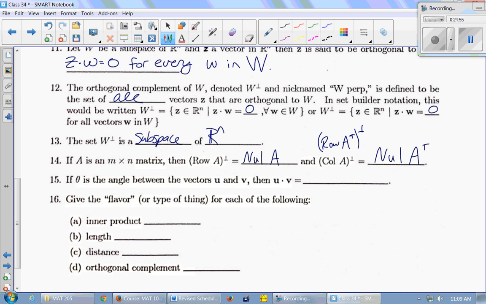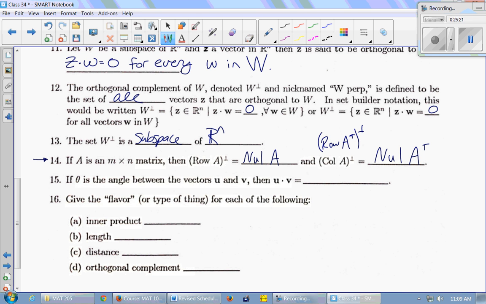There's some discussion about why this is true in your text. This is not something we're going to super focus on, so I'm going to leave it to you to read about it.